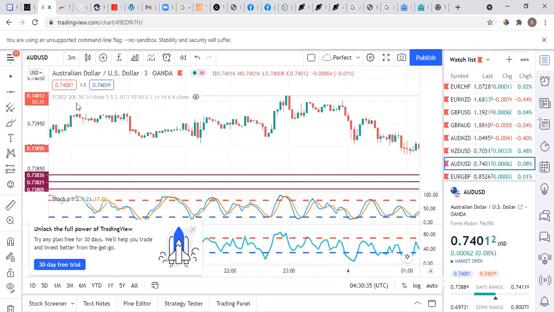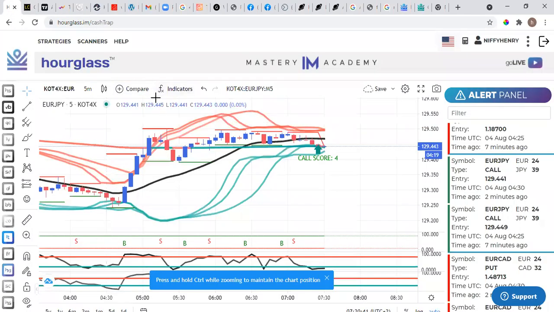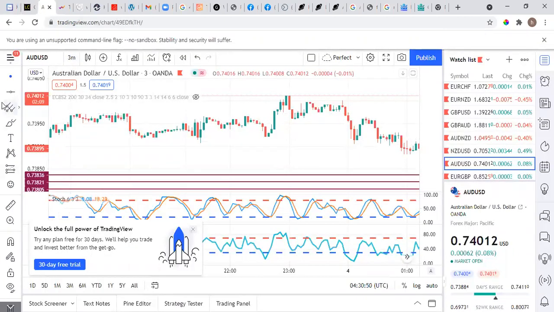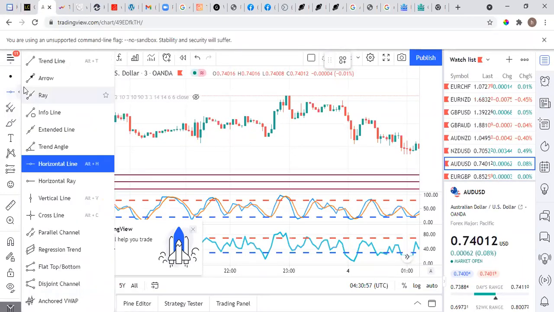Now this is your Tradingview app. You can also do it on your Hourglass too. Hourglass has an interface of Tradingview. Whether you're using Tradingview or Hourglass, or you can even use both, you can come here and draw your lines. You come here to pick your lines. You can pick Trendline. Trendline allows you to draw a line in any direction. But because I'm doing a support line that is not in a trend line, I want it on a horizontal plane.